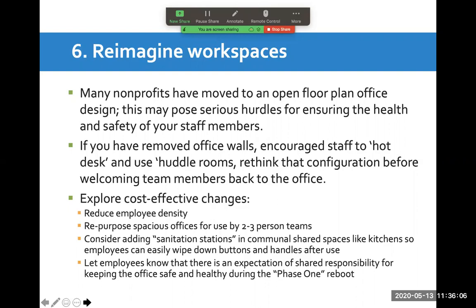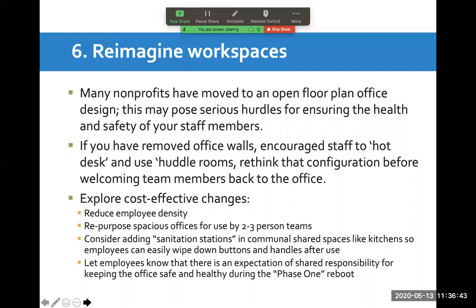So you have to think about how we can reduce employee density, maybe by having a number of people continue to work from home. Maybe some of those offices that were previously occupied by executive team members could be repurposed, and a large office could accommodate 2 to 3 people still working at a safe distance, and you could move your executive somewhere else, right? And I would also encourage you to consider adding sanitation stations in those communal shared spaces, and make sure you let employees know that we're in this together to keep this office safe and healthy. So we need everybody really pulling their weight.